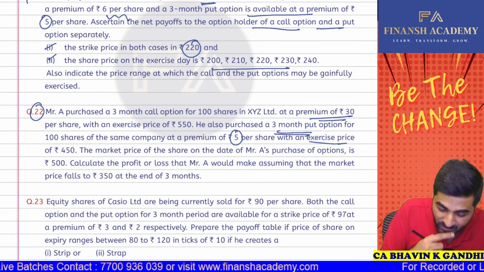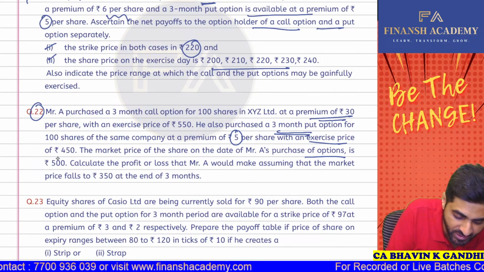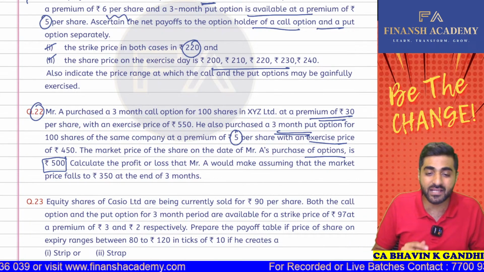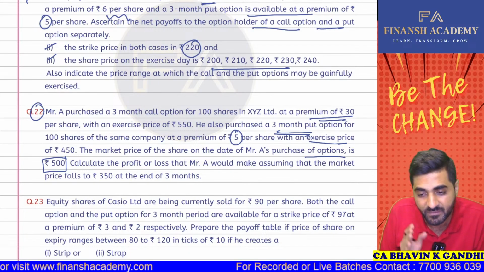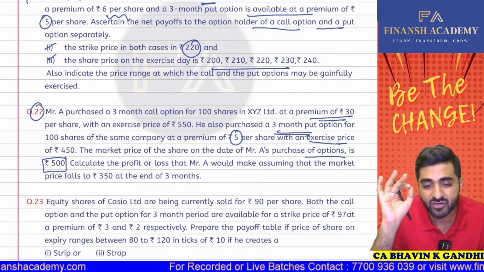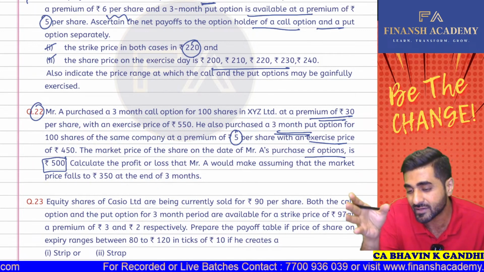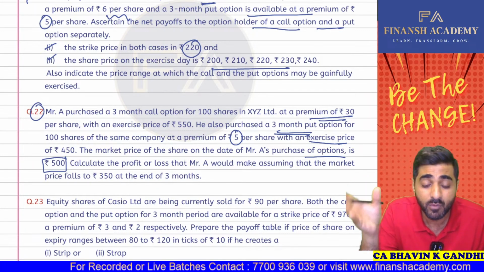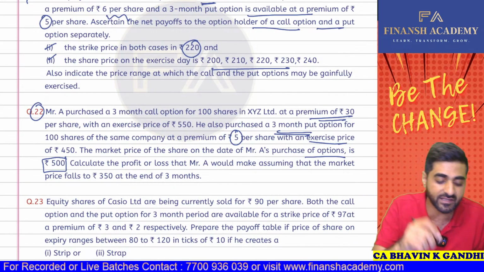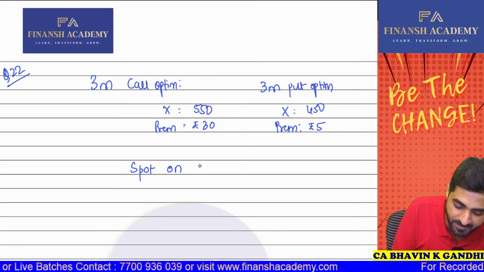Perfect. Now, my dear students, the market price of the share on the date of Mr. A's purchase of the option is rupees 500. So basically, when we are purchasing this option, then the market price was 500. But we are not concerned with that. Why? Because we are required to calculate the profit or loss when the price falls to rupees 350 at the end of 3 months. So at the time of expiry, what is the spot on expiry?